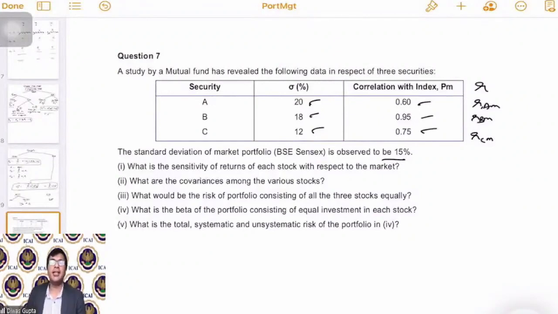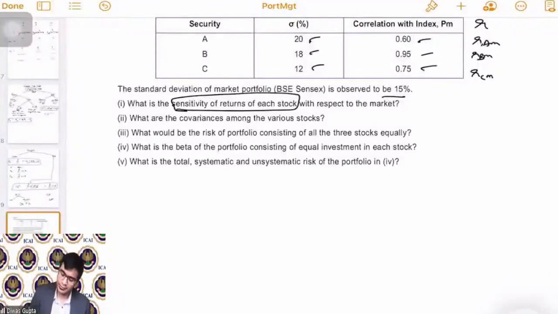What is the sensitivity of returns of each stock with respect to the market? Now, first of all, they are asking the sensitivity of returns of each stock. Can anyone tell me what this is? I'm waiting for all of your answers. Please do respond. What is the sensitivity of returns of each stock? This I have already discussed multiple times in the session. What is the question asking us to calculate? Please do respond.